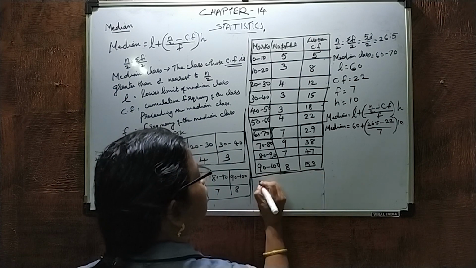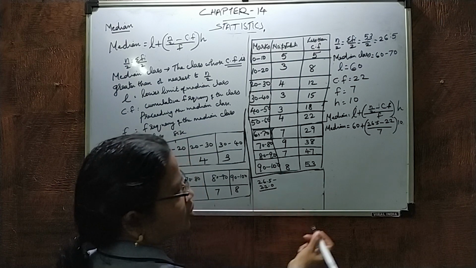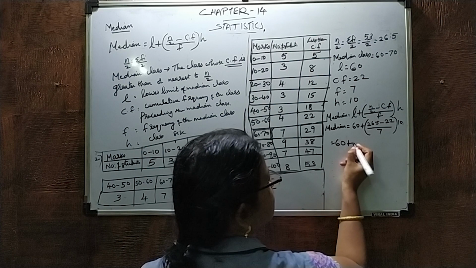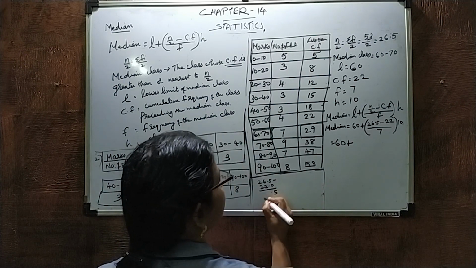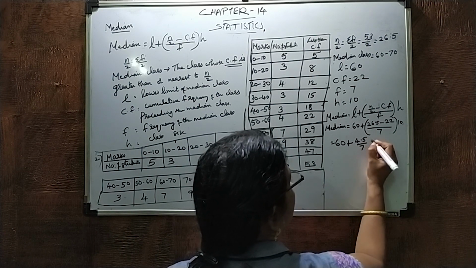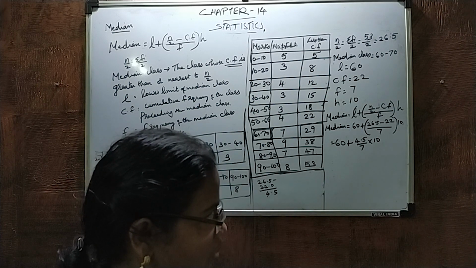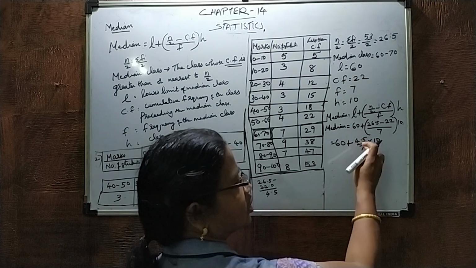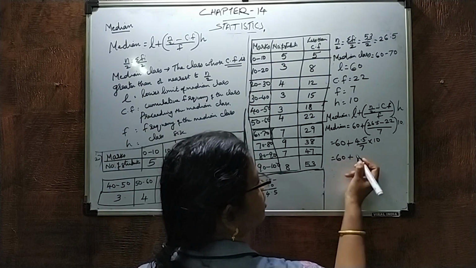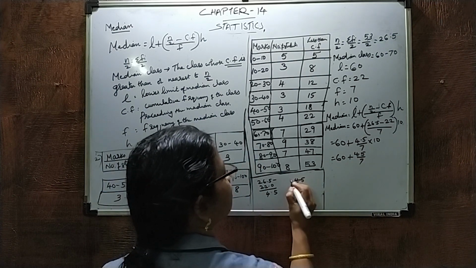So here we will do the calculation. 26.5 minus 22.0. First you finish the bracket. So it will be 60 plus 4.5 divided by 7 into 10. Here there is only one decimal point, so you just shift it to the right side because of multiplication with 10. So it is 60 plus 45 by 7. So 45 by 7.